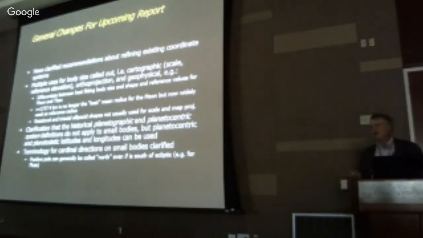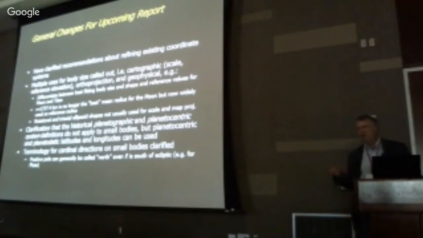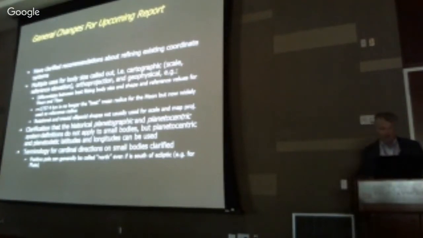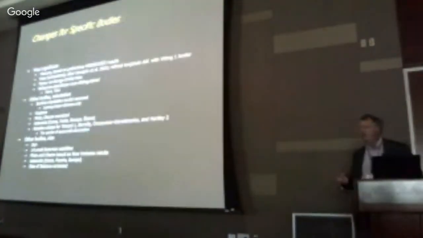Clarify at least the usage as we understand it of cardinal directions in the solar system, so that even if you have a positive pole, the right-handed pole of a body, people have started to call that the North Pole, whether it's actually above or below the ecliptic or not. That seems to be the usage developed for Pluto and for other bodies in the solar system. Identifying or establishing that that seems to be the case.